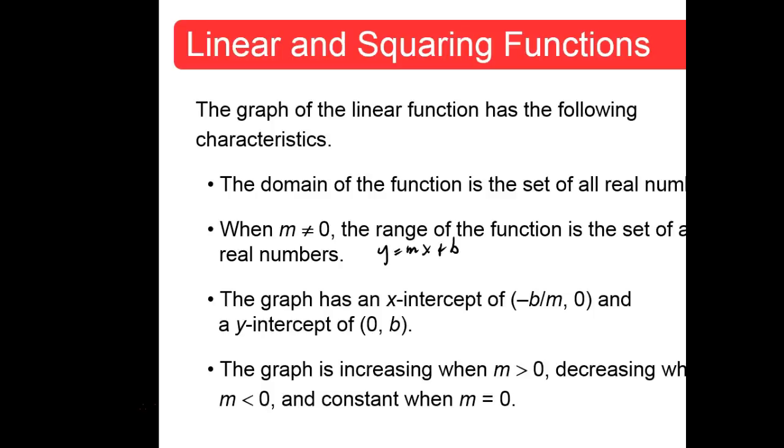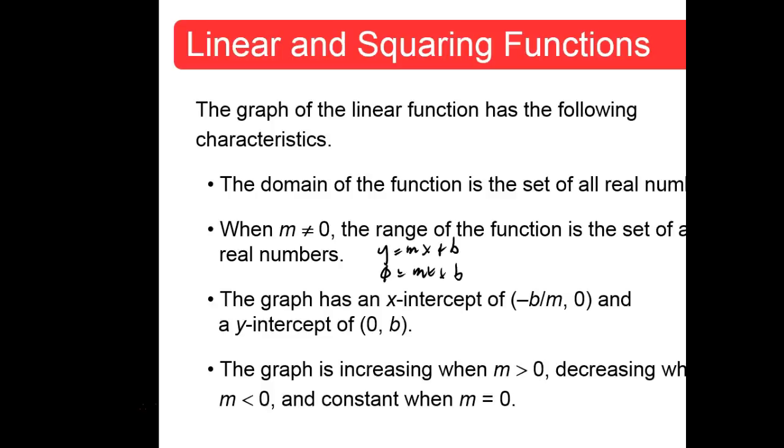So we're going to do that. We're going to set y equal to 0, so 0 is equal to mx plus b. Now remember we said m is not equal to 0, right? That's the horizontal line. It doesn't have an x-intercept unless it's y equal to 0, and then every point is an x-intercept. So we're excluding horizontal lines here, okay?